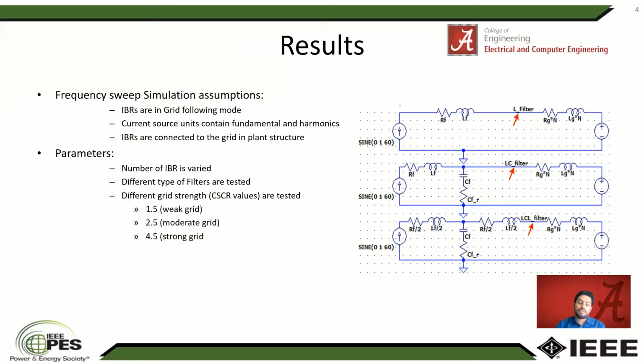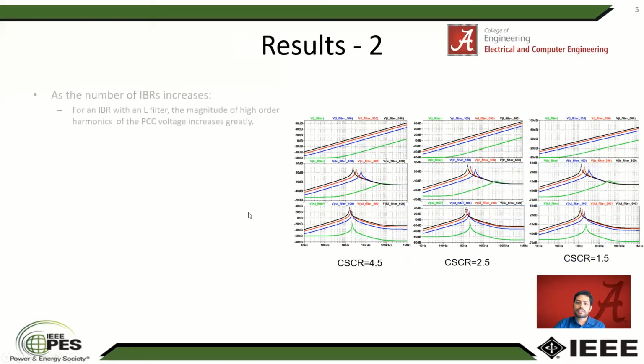For the grid strength, the composite short circuit ratio, if it's less than 2, it's a weak grid. If it's greater than 3, then it's a strong grid. So I chose 3 values: 1.5, 2.5, and 4.5, to represent 3 different grid strengths. So for the results I found, you can see 3 columns represent 3 different short circuit ratios, 3 rows represent three different types of filters, and each of these lines represents the number of IBRs.